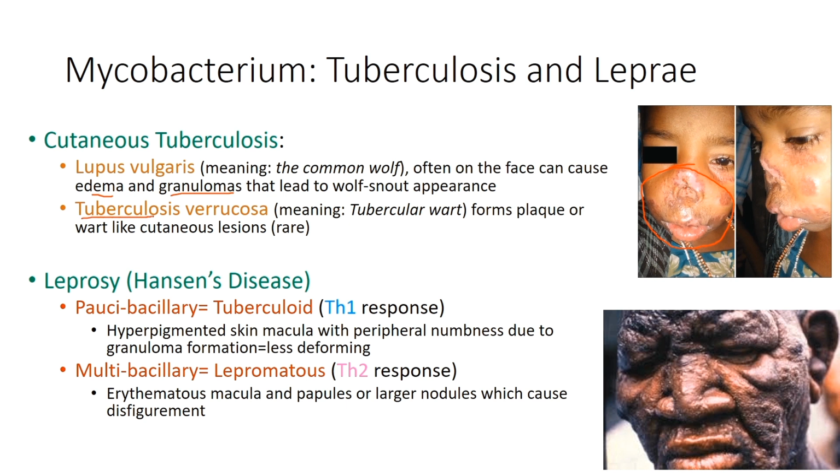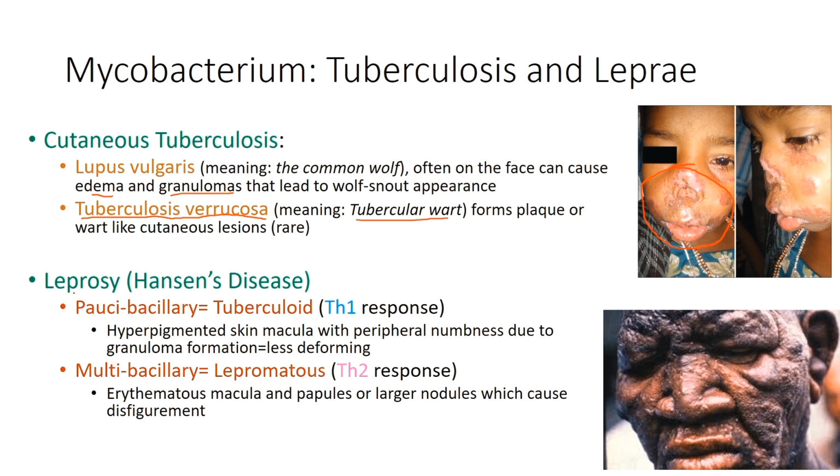Another one is tuberculosis verrucosa, which is known as the tubercular wart. It forms a plaque or wart-like cutaneous lesion. Super rare, often on the feet, just like a big wart. They would say it has acid-fast bacilli, and that it's tuberculosis. Okay, that's not too difficult.